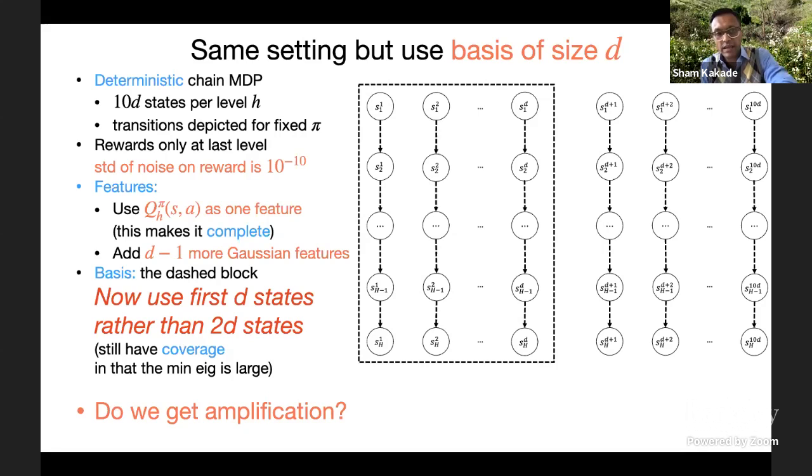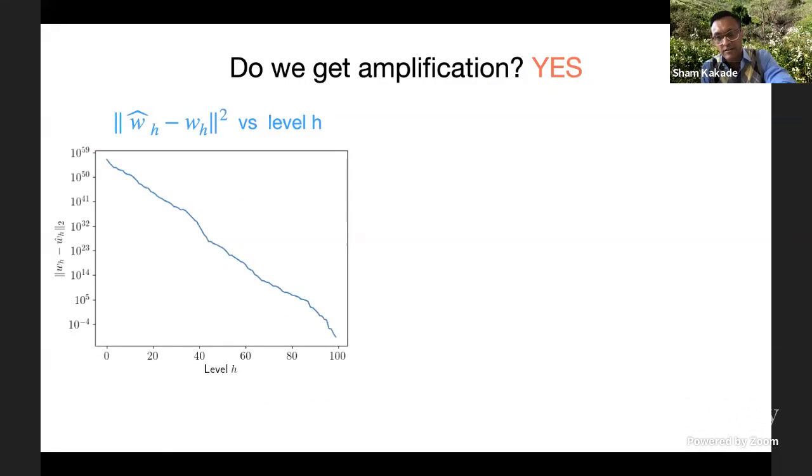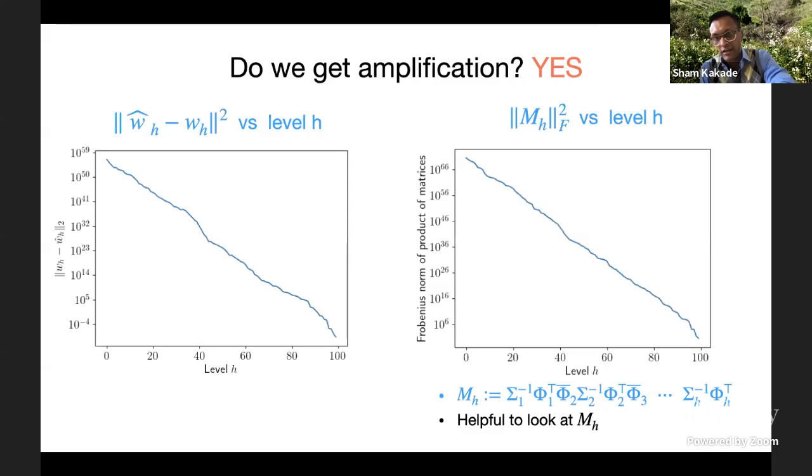Do the same experiment again: massive amplification. This is again H by our error, this is H, and this is the Frobenius norm of this product, and it explodes. And it's very easy to get examples like this.